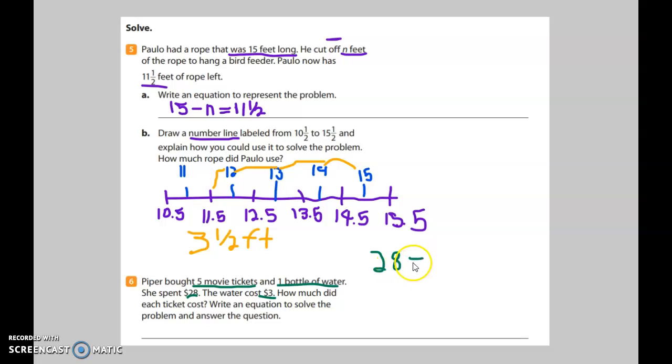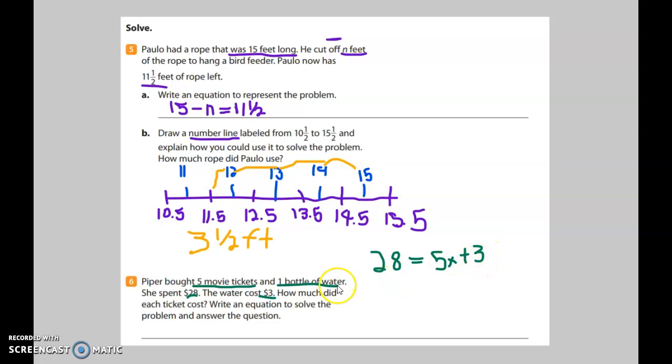And how many tickets did she buy? She bought 5 tickets. So I have 5. Do I know how much each ticket was? No, that's what I'm trying to find out. So use a variable. Let's just stick with x. It's an easy variable to use. And she bought 1 bottle of water, which we know the price was $3. So we're going to add that to our ticket cost.